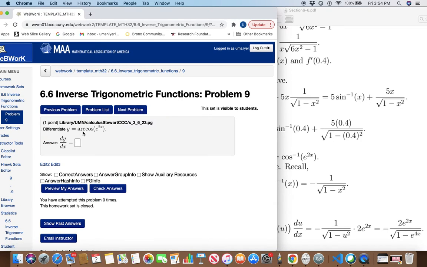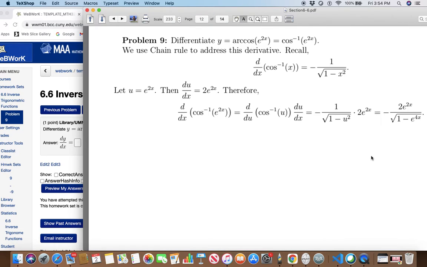Next. Derivative of arc cosine of e to the power 2x. Again, we need chain rule. Arc cosine is cosine inverse. Recall derivative of cosine inverse is negative 1 by square root 1 minus x squared. So I'm going to replace e to the 2x by u. Then du/dx is 2e to the 2x. This is straightforward. So derivative with respect to x of cosine inverse e to the 2x is derivative with respect to u of cosine inverse u times du/dx.